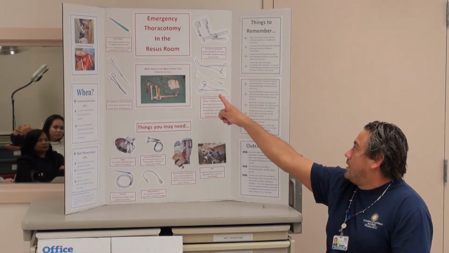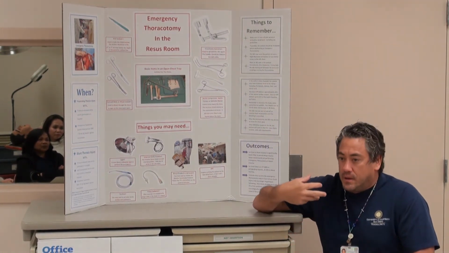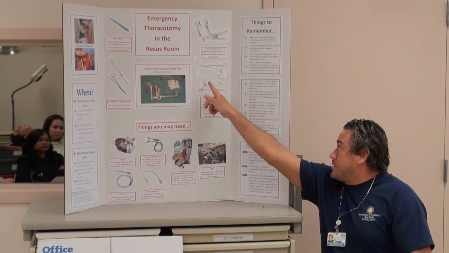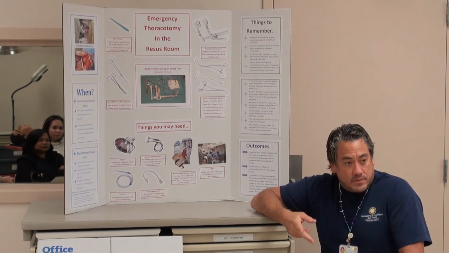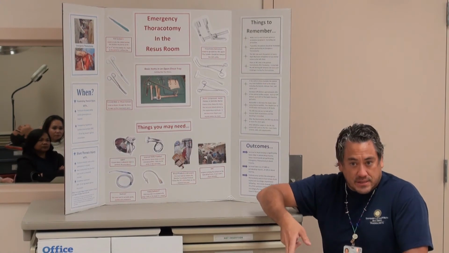The next layer is all of the things to help clamp. These are the big things for aortic clamping, so that's one of the things that they may do. They may immediately just clamp the aorta.